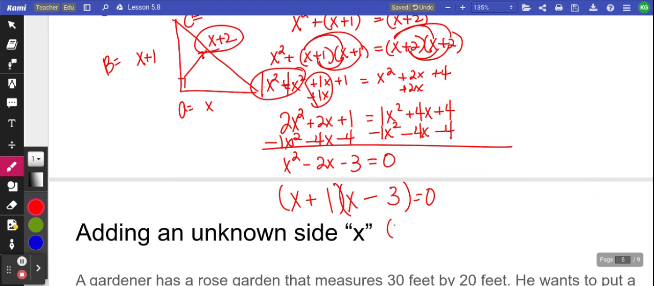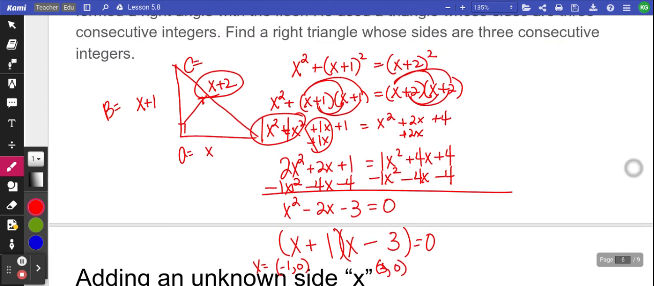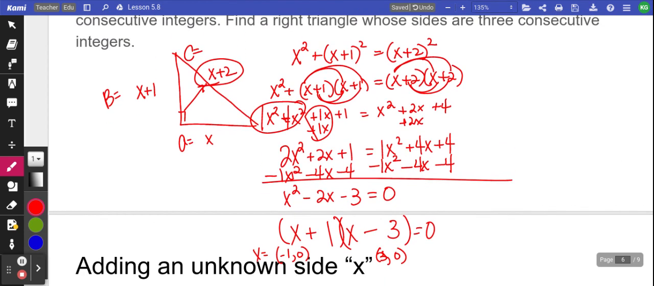Solving that first one would give me negative 1, 0. And solving the next one would give me 3, 0. And since this is a word problem, I'm not going to want to use the negative answer. I want to use the positive. So if this side is 3 and they're consecutive integers, this would be 4 and this would be 5.